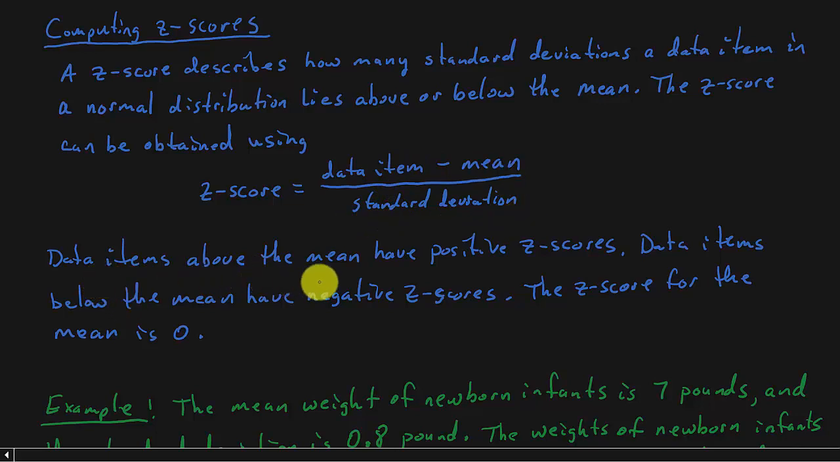So data items above the mean will have positive z-scores. Okay, so that makes sense. See, this data item, this value would be to the right of the mean, so it's larger. So a larger number minus a smaller number is going to be positive. And then data items below the mean will have negative z-scores. Well, if the data item's to the left, that means this number is smaller than the mean. So we've got a smaller number minus a larger number, which is going to give us negative. And then the z-score for the mean: if this is the mean, then the mean minus the mean would be 0. And that's all that's telling you.